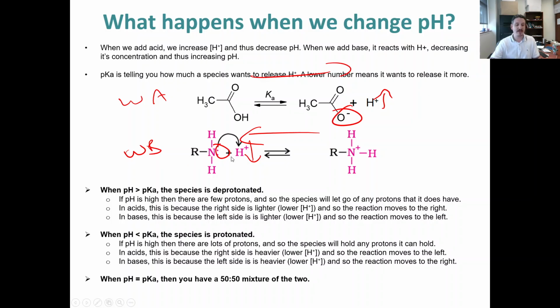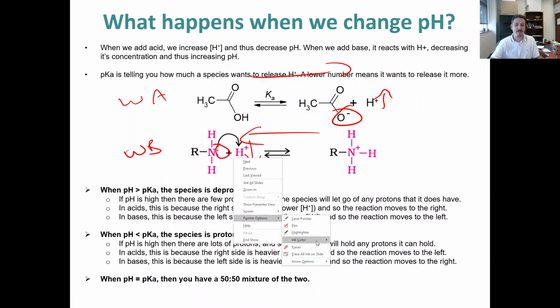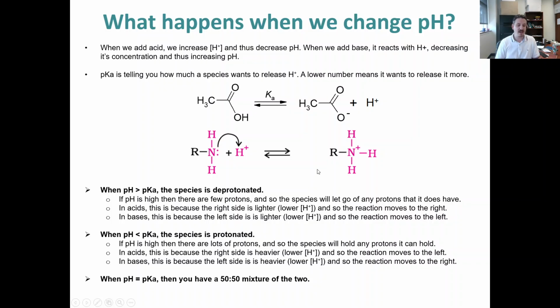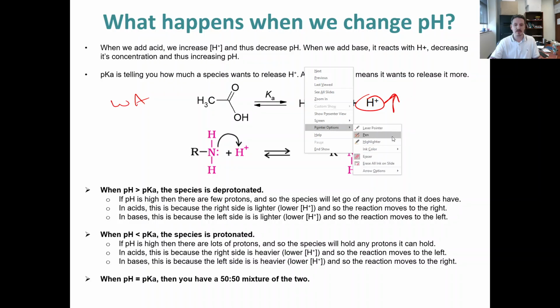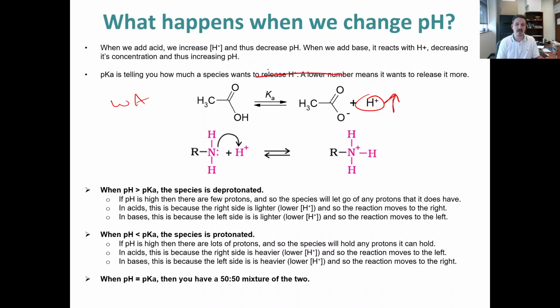On the other hand, when pH is less than pKa, you're saying that you have a lot of protons, and so the weak acid is going to move over to the left, and so it's going to be more protonated.